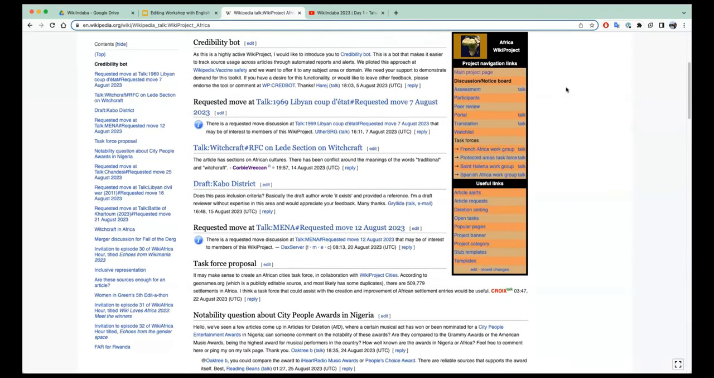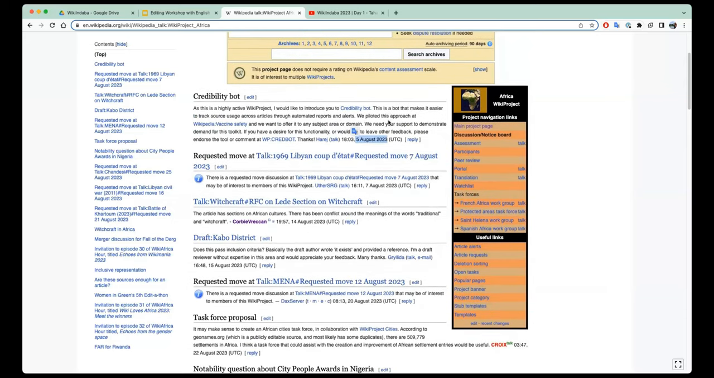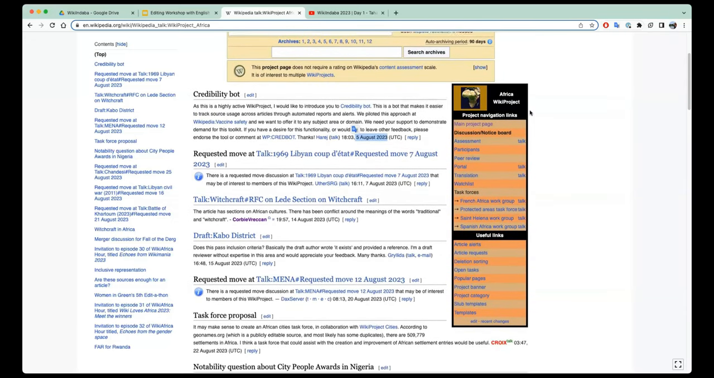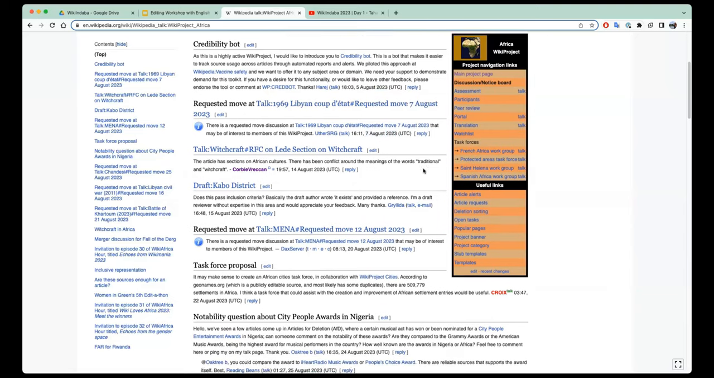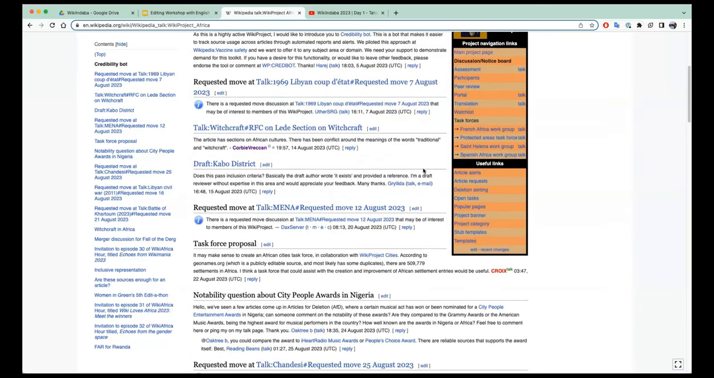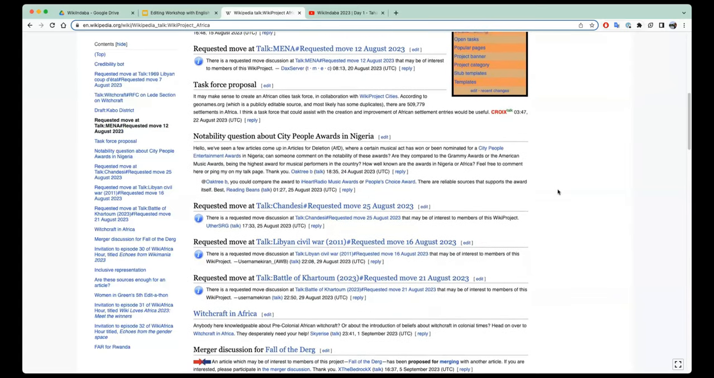In my humble opinion, not enough. There are many people who write about Africa, not just Africans, not just the African diaspora, many people I don't know anything about, who are writing about African content. And those conversations should be here. You can see, just glancing through, these are the ones that are showing up. There's a bunch that are probably archived.